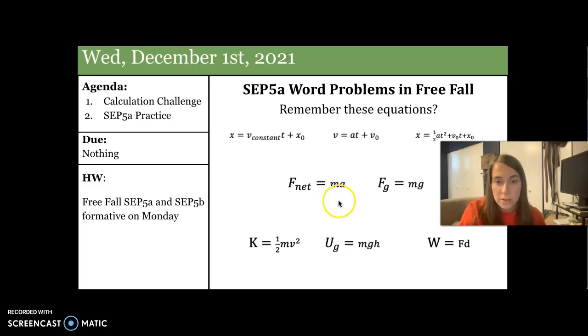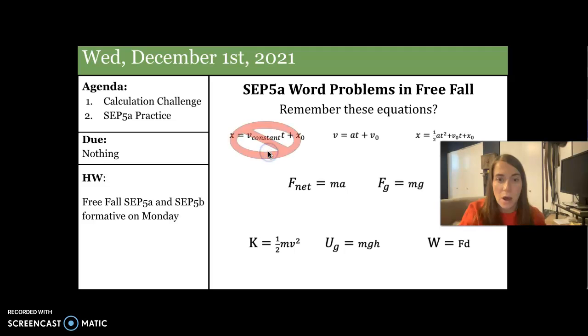All right, so remember all these equations you've learned throughout the semester. Some Mr. G taught you, some I taught you. We're going to use these same equations with free fall. So there's no new equations. We're going to use the same ones, and we're going to solve problems in free fall. The one thing I want to point out is this first one.